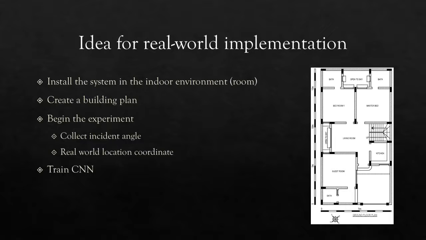And here is my opinion on how to approach the system. First, we begin by installing the system in an indoor environment, such as a room or a building, and then we create the building plan. And then we begin the experiment to collect the incident angle, and we collect the real world location coordinates. And then we train the CNN to estimate the location of the object.